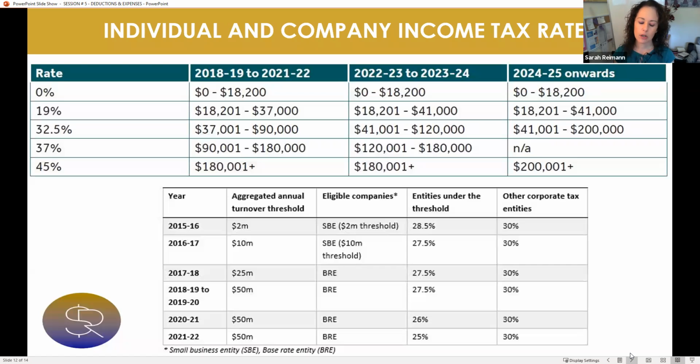But I'm only going to pick on two rates for this example to keep it simple. We're going to pick on the 32.5% individual tax rate, and this applies if you are a sole trader, a partnership or a trust. And we're going to pick on the 25% company tax rate, so that's if you're trading as a company. So we're going to use those examples coming up.